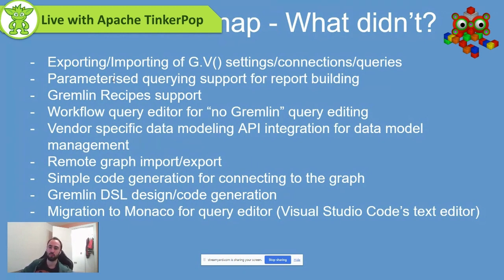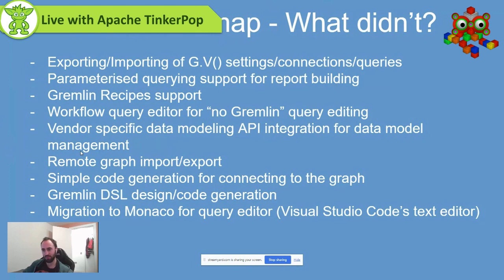vendor-specific stuff, for instance, support for the JanusGraph data modeling API, the ability to import and export graphs that are remote. So typically, for instance, for Amazon Neptune or Azure Cosmos DB, code generation for connecting to the graph, migration to Monaco for the query editor. Monaco is Visual Studio Code's own text editor. It's a really popular one. So we thought at the time it would provide a more recognizable query editor experience than the one we have, but we haven't quite got around to putting that in place.